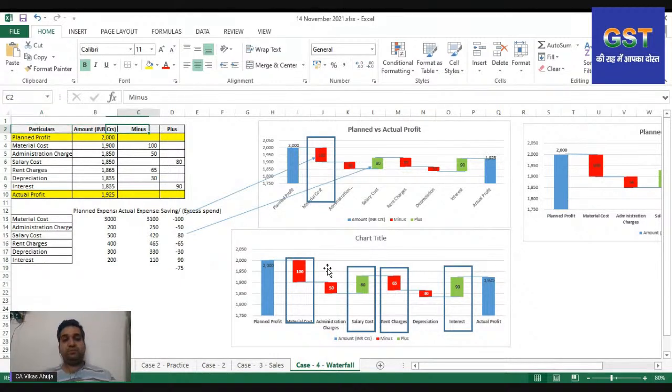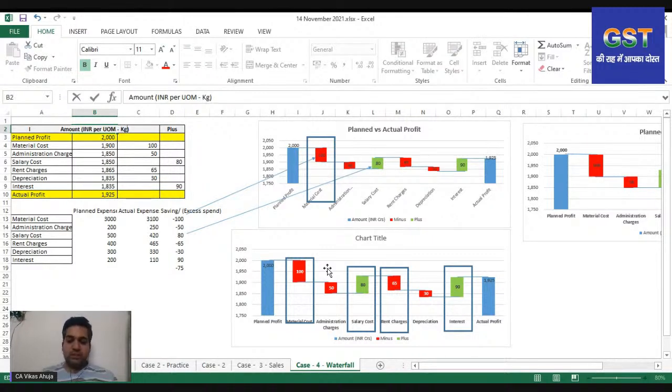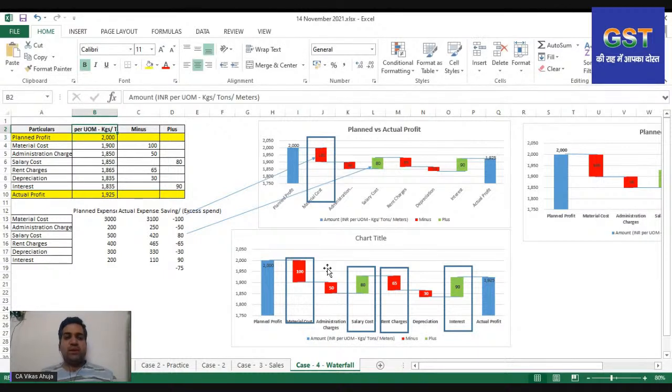Let's assume now this is not in crores. This is INR per unit per UOM, unit of measurement. This could be anything, kgs, tons, or meters, as per your client's requirement. So this can be done on a per kg, per ton or per unit basis as well, wherein you can show what was the planned profit per unit and what is the actual profit per unit that is coming out, and then you show a difference.